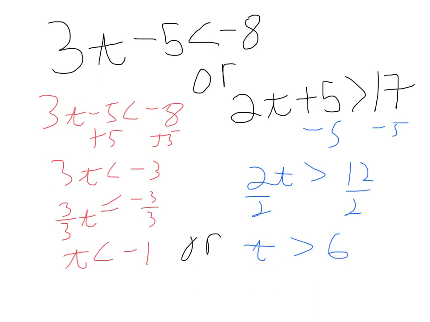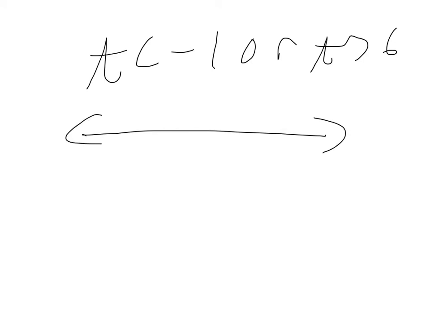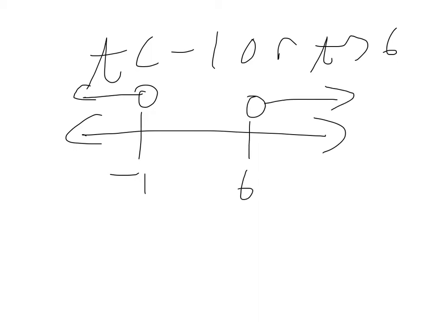How would that look? You have t is less than negative 1 or t is greater than 6. So how this looks, you draw your number line. You have negative 1, that's an open circle and it goes that way. And here is your 6, it's an open circle and it goes that way. So that's the examples of "and" and the examples of "or."